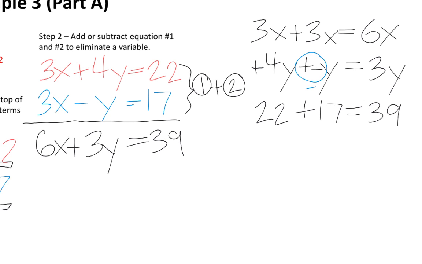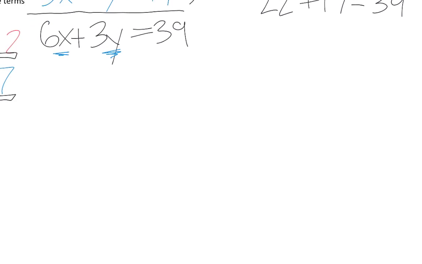As you can see here, none of our variables was eliminated. We still have an x and we still have a y. We want to eliminate one of these, but adding these two equations did not accomplish that. Therefore, we're going to need to do the opposite. We're going to have to subtract these two equations. Therefore, let's repeat this entire process, but we're going to subtract them instead.